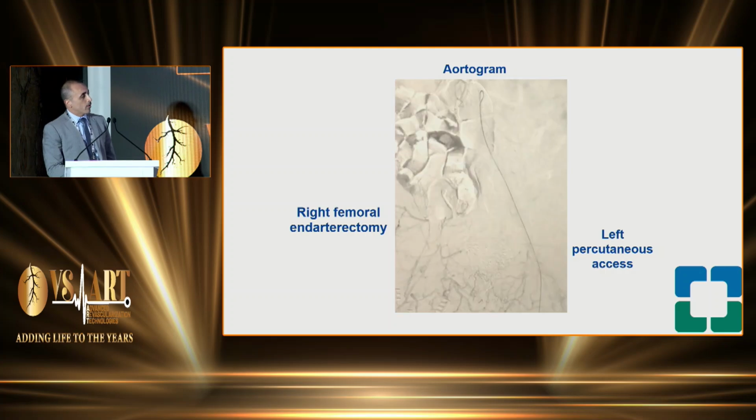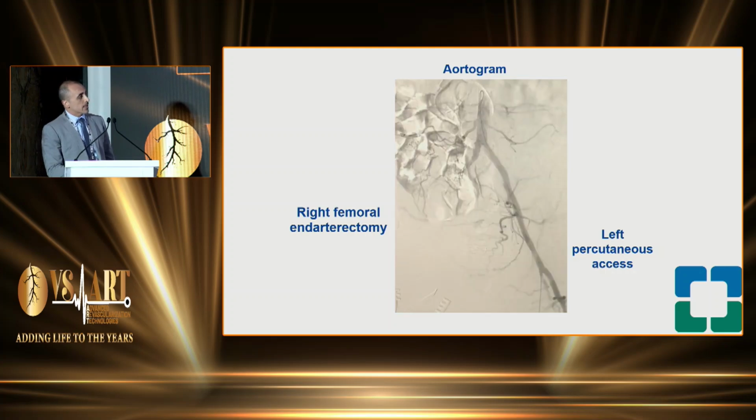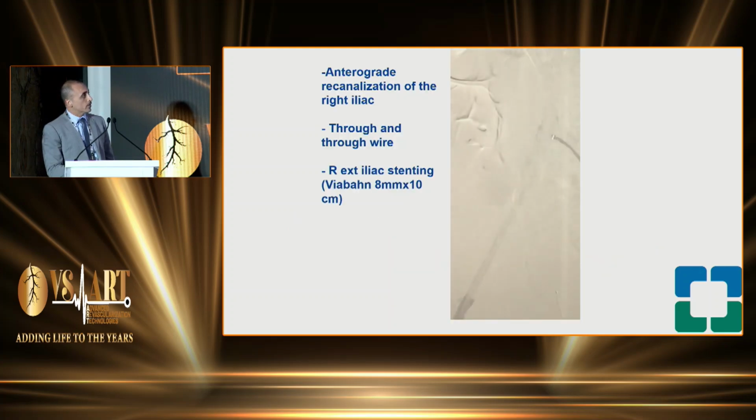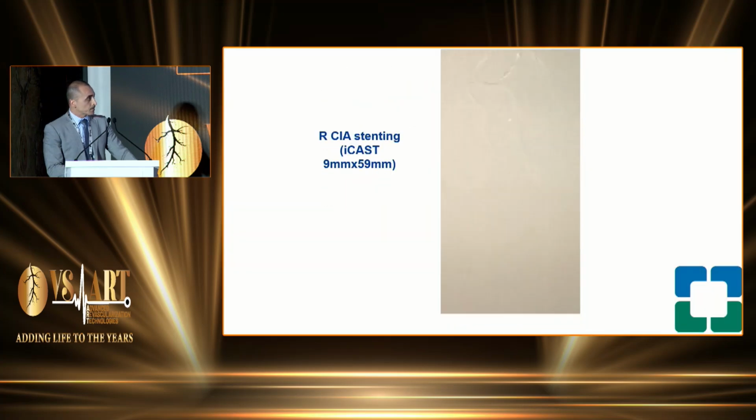We performed a right femoral endarterectomy and percutaneous access on the left, performed an aortogram, and then I like to cross those lesions in an antegrade fashion. The first one is up and over, and if I can't, then I come from the brachial. We crossed in an up and over fashion, had a through and through wire, and pre-dilated and stented the external iliac arteries with a Viabahn self-expanding covered stent.